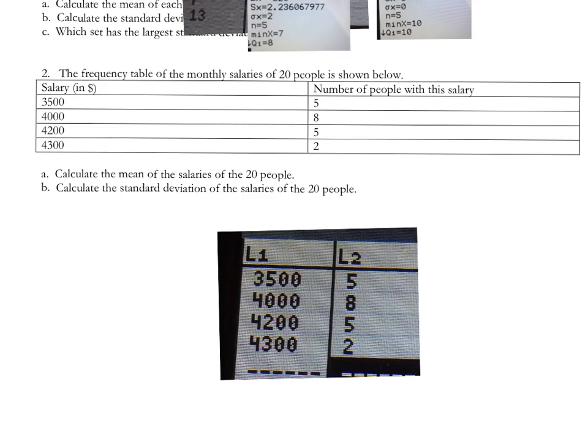For problem 2, the frequency table of the monthly salaries of 20 people are shown below. And what I did was I entered my data, my salaries, into list 1 on my calculator. And here I entered the frequencies, the number of people with each of these salaries, into list 2 of my calculator. And now I'm going to calculate the mean and the standard deviation.